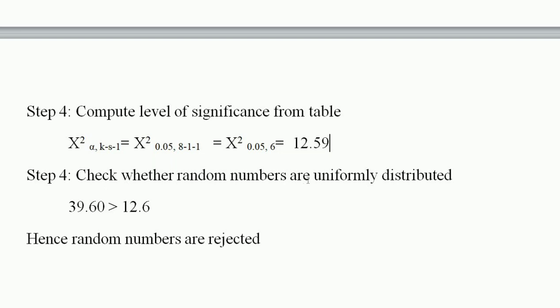And check whether the random numbers are uniformly distributed or not. We have to compare the value chi-square naught that we got, that is 39.60, which is greater than 12.59. So the value we calculated is greater than the critical value. So the random numbers are rejected here. They are not uniformly distributed. So the hypothesis is rejected.